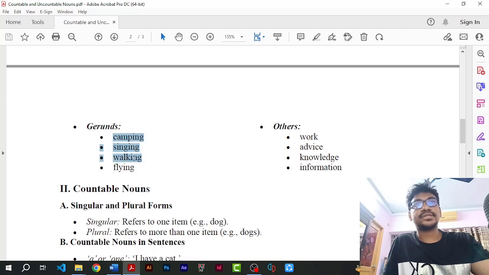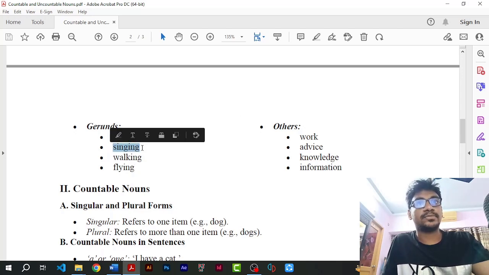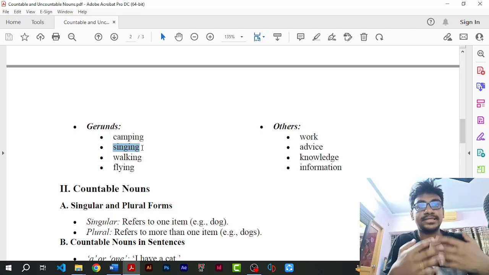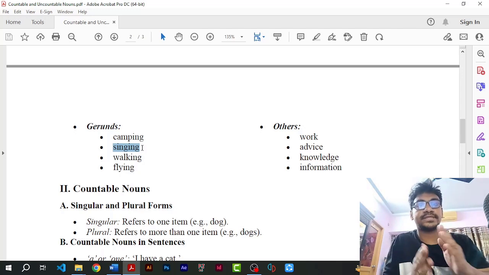If you know gerunds, these are actually verbs. They look like verbs, but they identify as nouns. Like singing is my hobby. What is my hobby? Singing. So dash is my hobby. Something is my hobby. So here the grammatical form of singing is a noun.